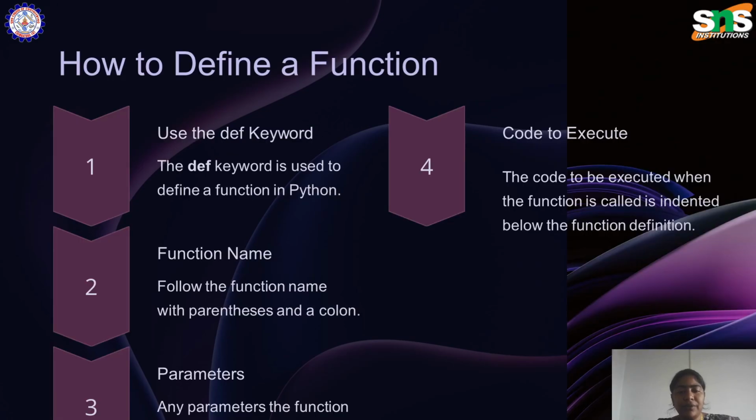How to define a function? To define a function in Python, use a def keyword followed by the function name, parenthesis, and a colon. Inside the parenthesis, you can list any parameter the function takes. The code to be executed when the function is called is indented below the function definition.